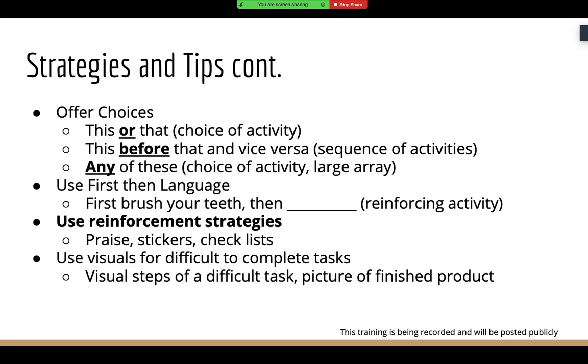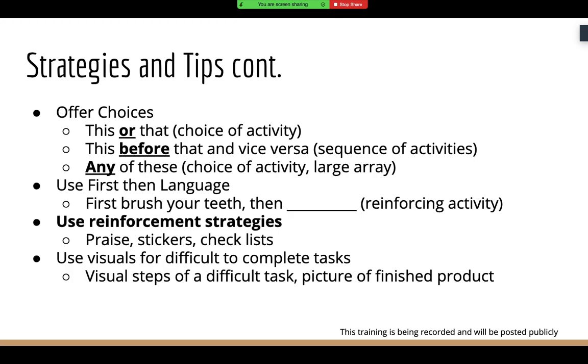You could try using some first-then language. Again, with the brush your teeth example, it's just an easy one to string through the whole training. You can say, first brush your teeth, and then you can do whatever the reinforcing activity might be. So, first brush your teeth, and then you can play a game on the iPad or on my phone for 5 minutes. Letting them know the expectation in a clear way is brush your teeth. That's the alpha command. So, first brush your teeth, and then letting them know what they're going to get afterwards. That can be a really good way to help motivate kids to actually follow that instruction.